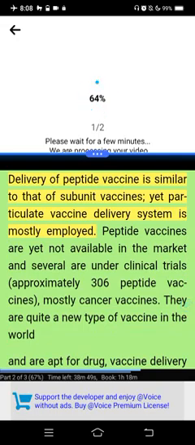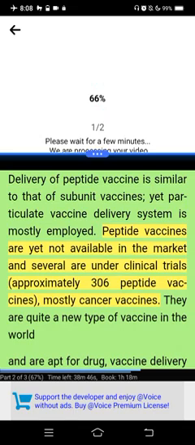Delivery of peptide vaccine is similar to that of subunit vaccines, yet particulate vaccine delivery system is mostly employed. Peptide vaccines are not yet available in the market and several are under clinical trials, approximately 306 peptide vaccines, mostly cancer vaccines. They are quite a new type of vaccine in the world.